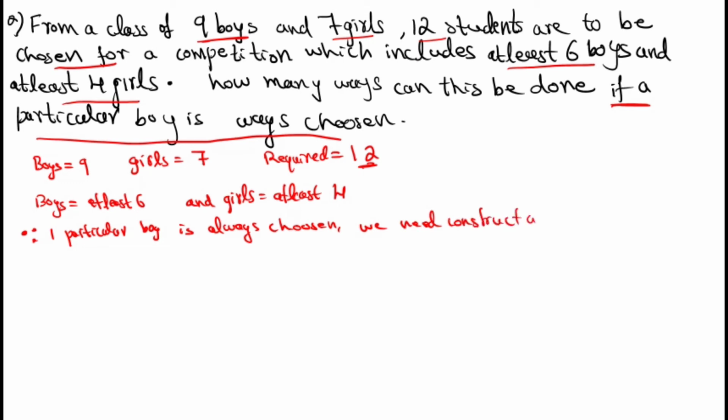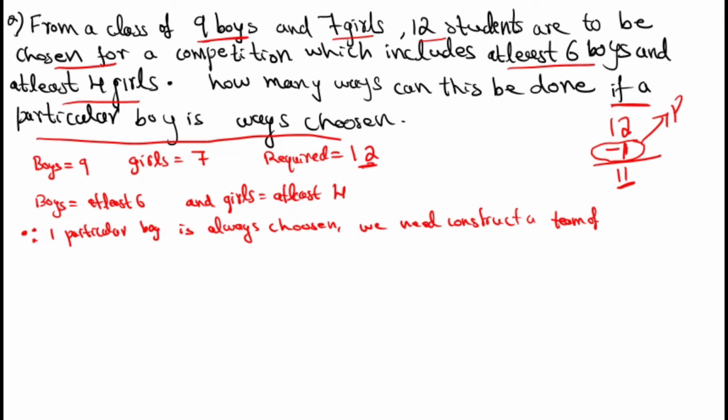a team of how many members? See, 12 members are there, one boy is common. So while constructing the team, I'm keeping that boy outside. So you need to construct a team of 11 from the other students. Why? Because whatever construction you're doing, this boy is the particular boy. You need to select this boy always in the group. So one particular boy is always chosen.